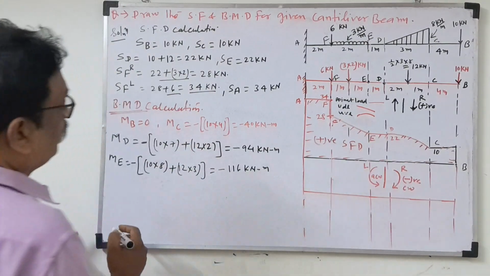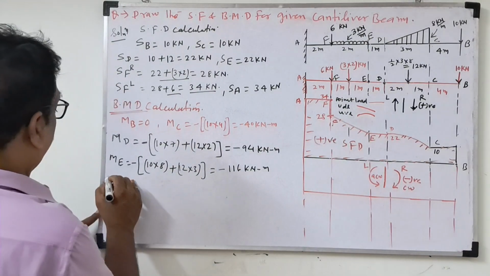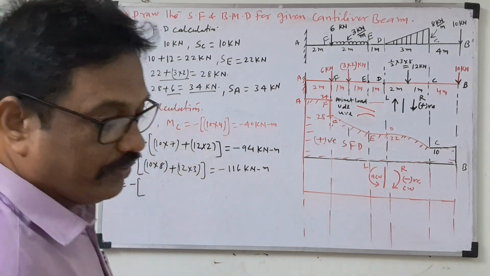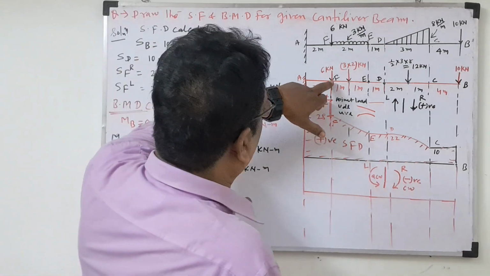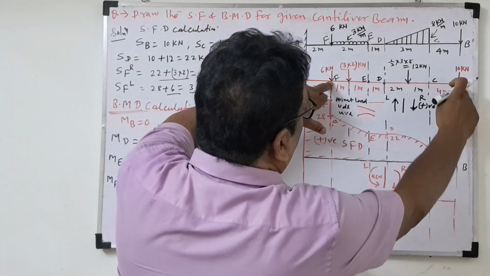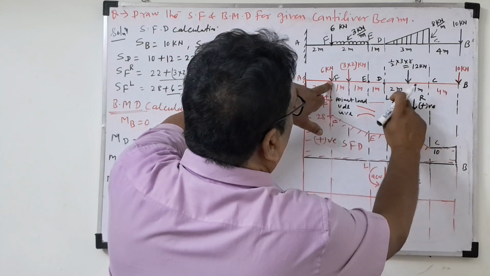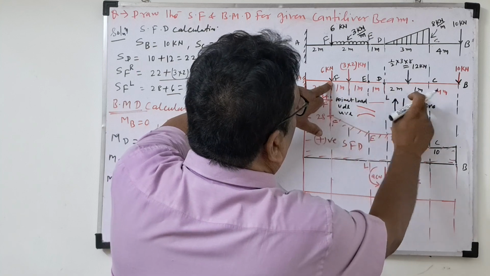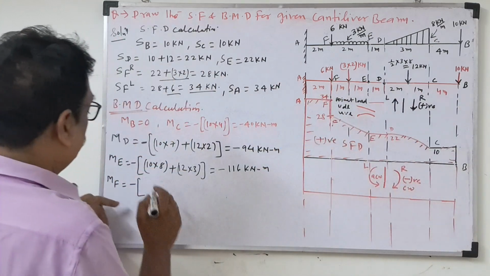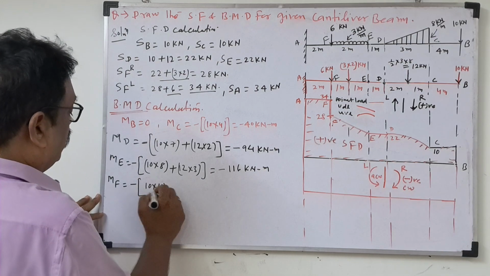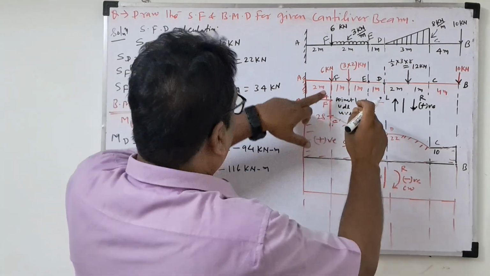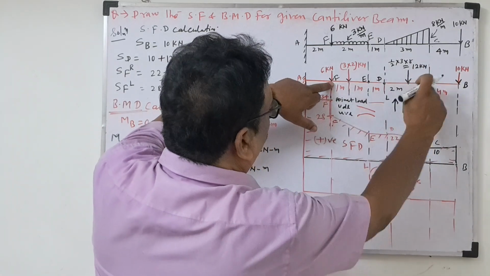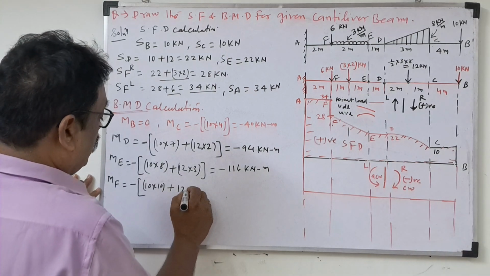Now MF. See this carefully again. How easy we'll do now. Here MF. How many loads? 1, 2, 3 only. So 10 into 4, 6, 7, 8, 9, 10. So what is 10 into 10? 10 into 10, distance at F. Total distance. Now this 12 into 2 plus 3, 5. 12 into 5 plus 12 into 5.